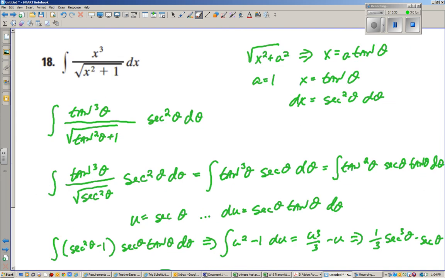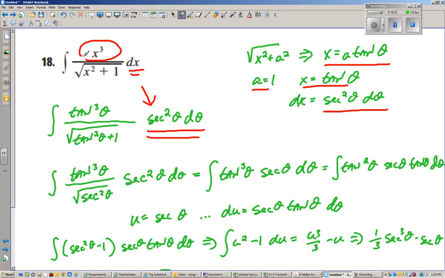Finally, number 18 actually was the easiest problem. It's of that form x squared plus a squared, so that gets into making this choice over here that x equals a times tan theta. So a is 1 again, so that makes it nice, and there's the derivative, right? So we start putting in for our dx. We take the x cubed out, we write tan cubed theta up top, we write tan squared theta in place of the x squared, right?